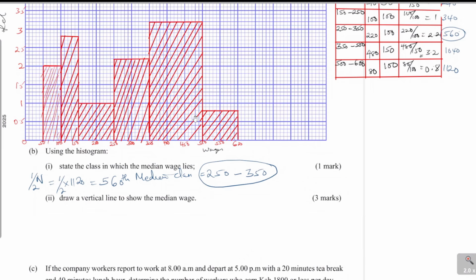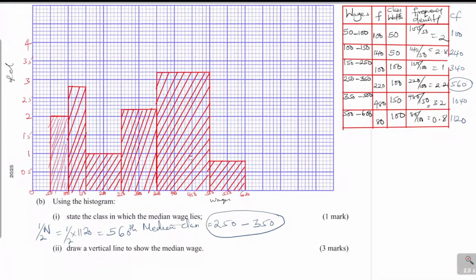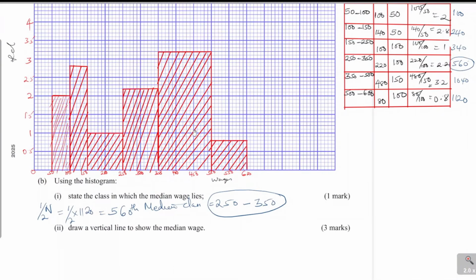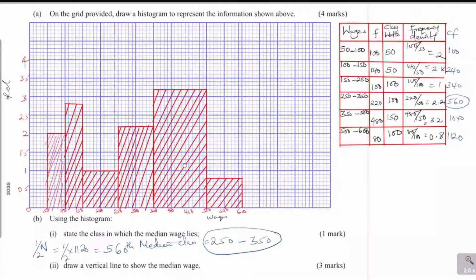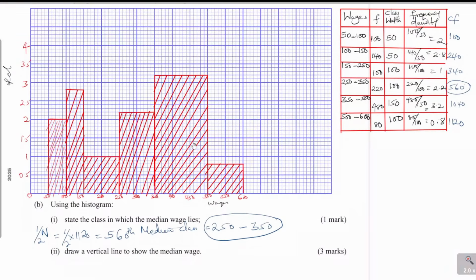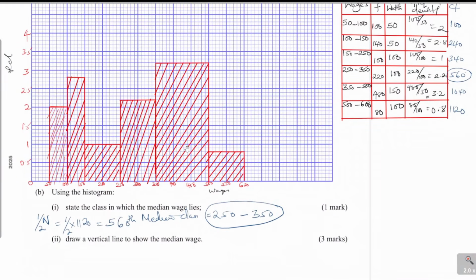So how do you get the median from the frequency, from this histogram? How do you draw that line? There are several ways of doing this. We use the frequency density to get that, the class width. So we've said that the class where the median will be found is 250 to 350. So it will be here.